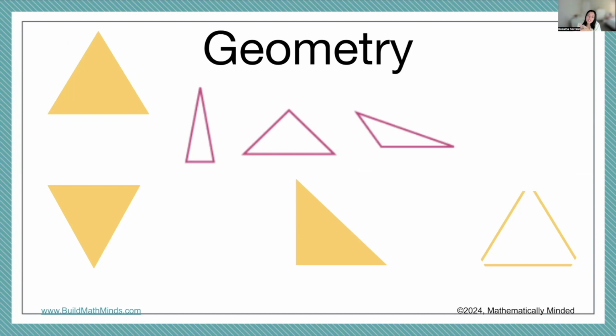So if you take a look at that image on the bottom right, you'll see that that is not a triangle. Why? Because it's not a closed shape. If you notice, it's an open shape because it doesn't have the corners or vertices. However, everything else on the screen is considered a triangle. Three sides, three angles, three corners.